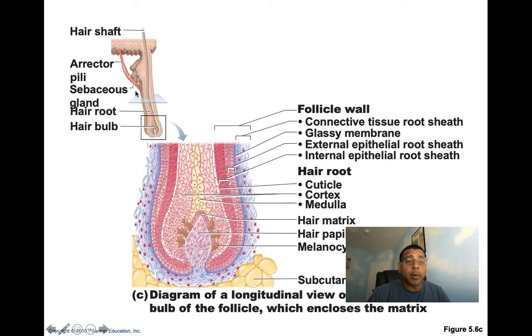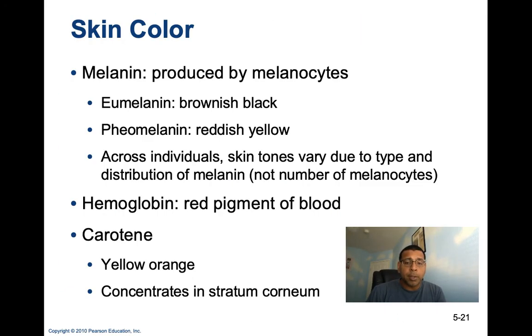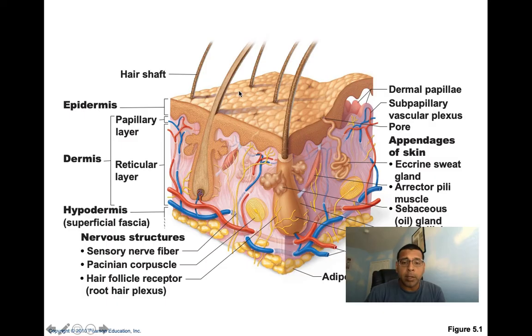Next then is the erector pili or piloerector muscle. This is a bundle of smooth muscle cells that are associated with each hair follicle. And these muscles are responsible for giving us the goosebump appearance. Here, when the muscle contracts, it pulls on this side and pulls on this side, gets the hair to stand up and causes a dimpling in the skin by pulling on some of that skin there.